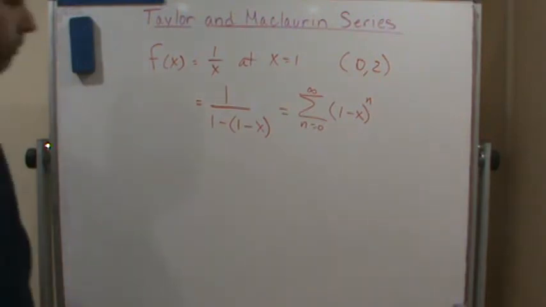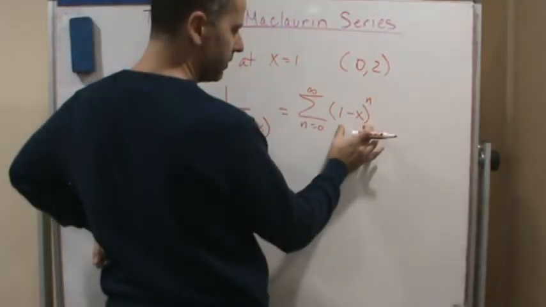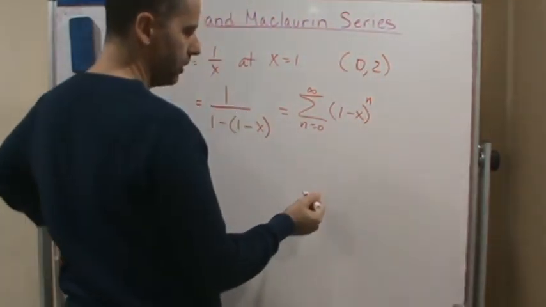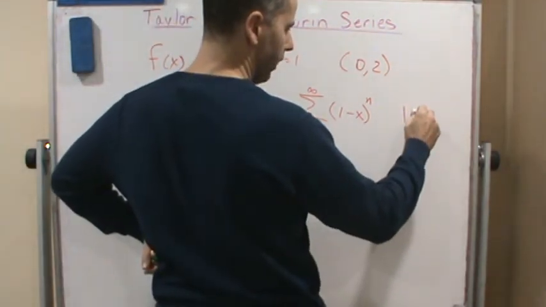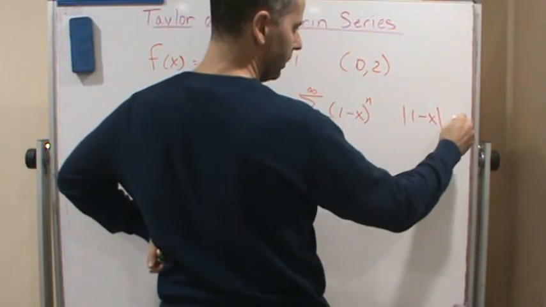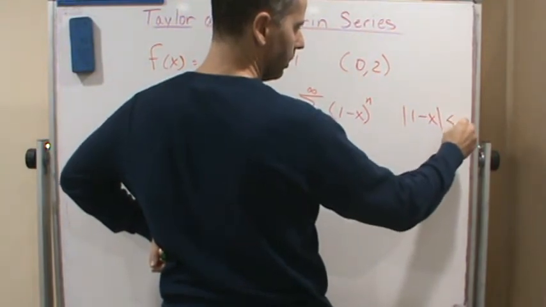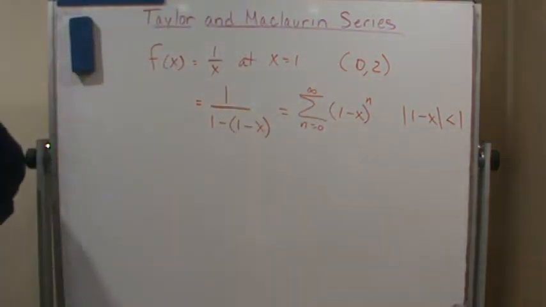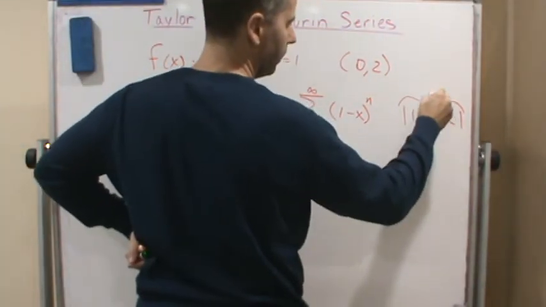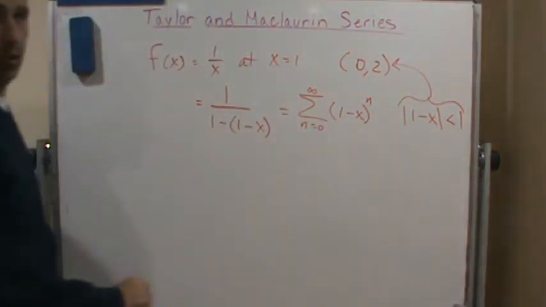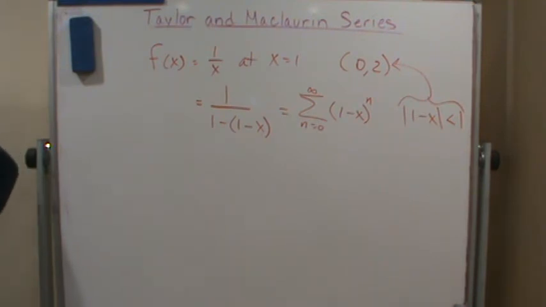Because the geometric series will only converge as long as the absolute value of 1 minus x is what? Less than 1. Okay? Which of course brings us back to where we started before in the last video.